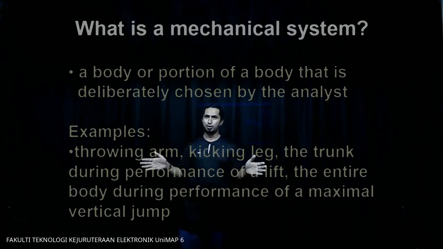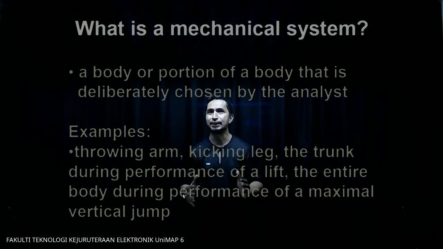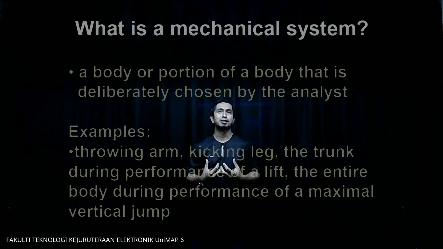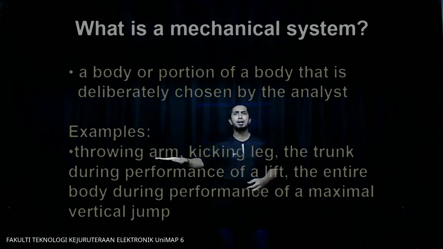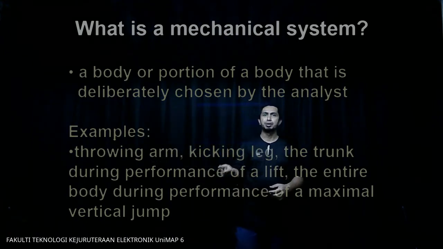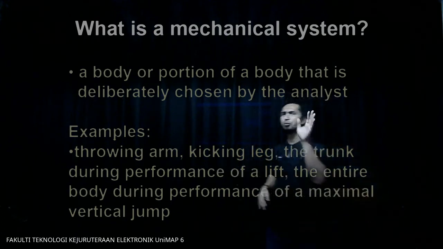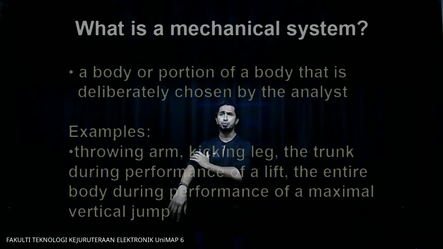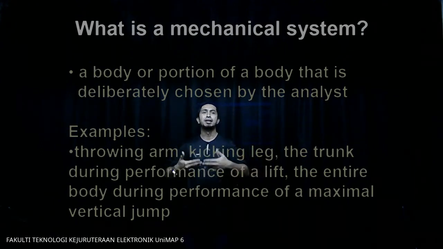Okay, then there are a few more terms. What is a mechanical system? A mechanical system is a body or portion of our body that is chosen for further analysis. For example, the throwing arm, the kicking leg, the trunk during performance of a lift, or the entire body during performance of a maximal vertical jump. It is some part of our body that we take into consideration to make a further analysis.